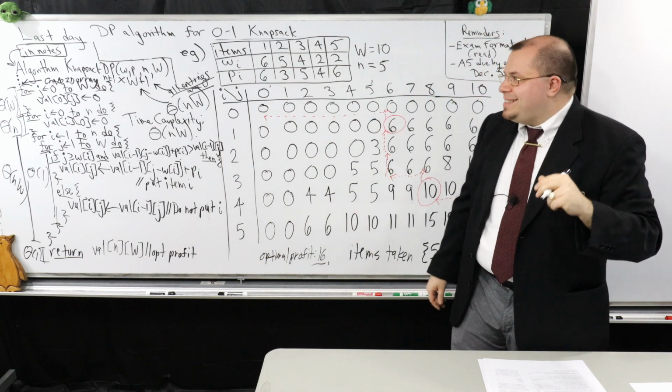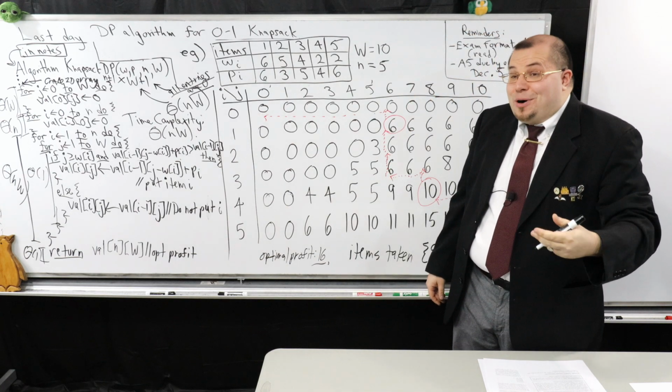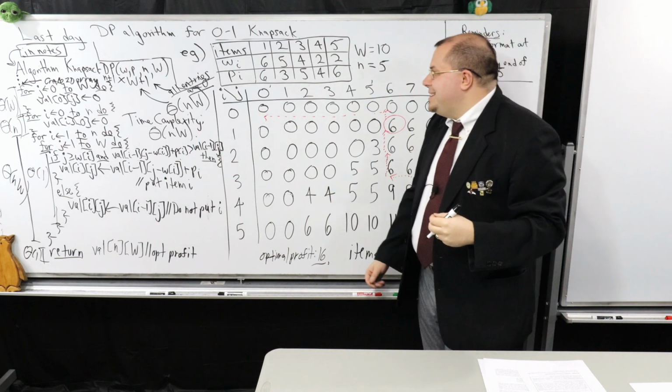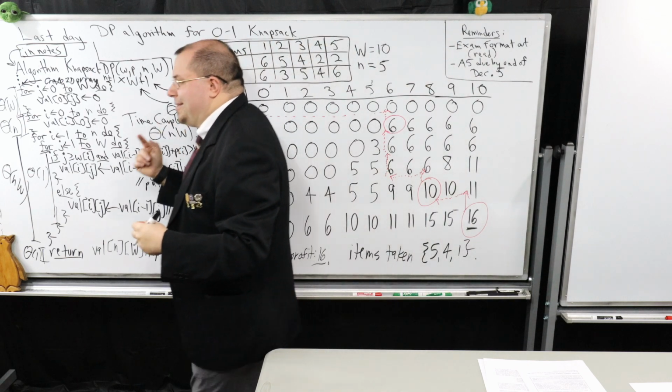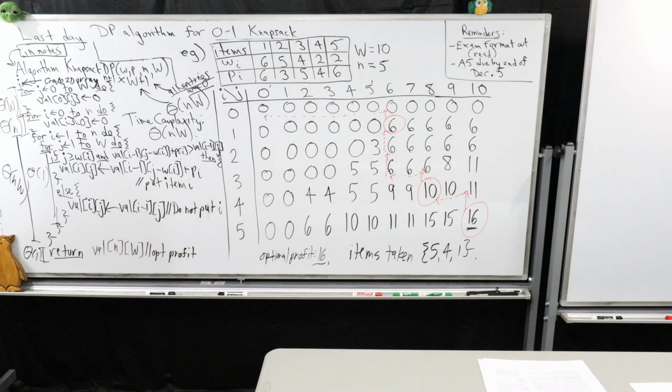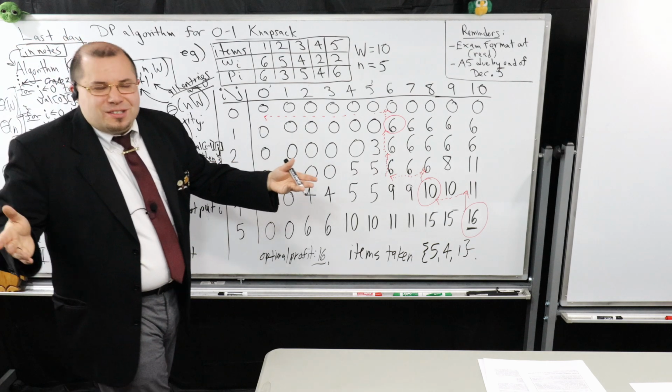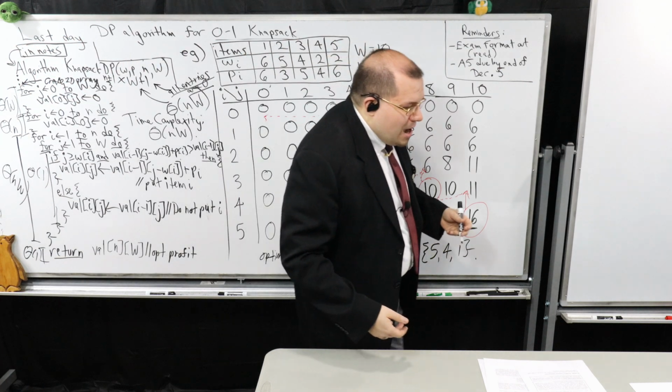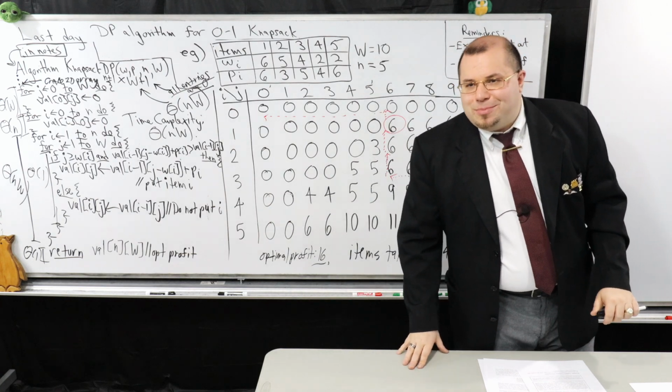So notice that W is not a constant. It's actually a part of the input too, right? Notice that this W right here is an integer. But how many bits do you use, speaking in terms of big O, to represent W?